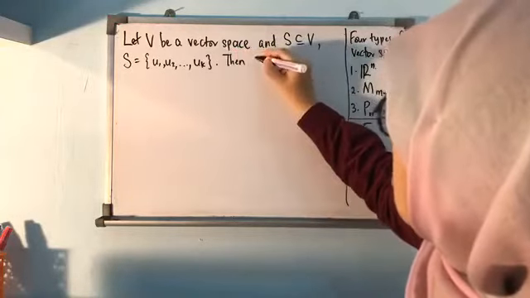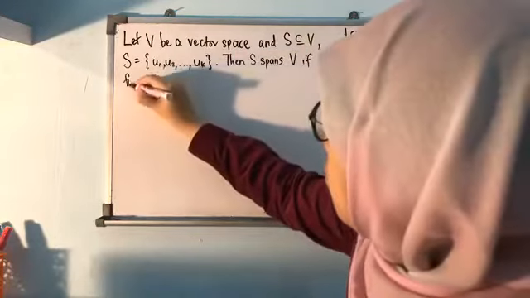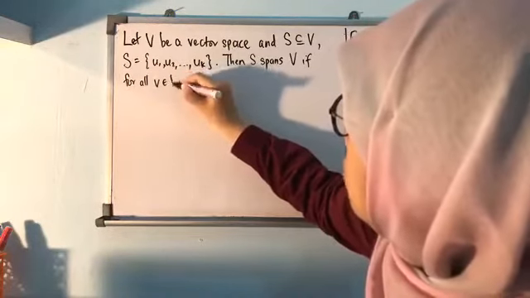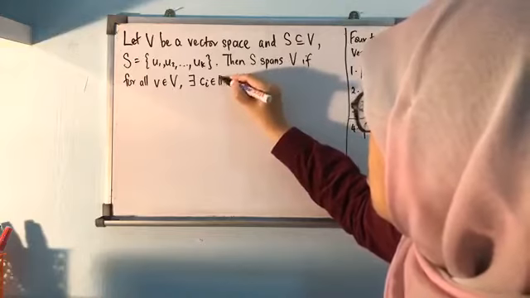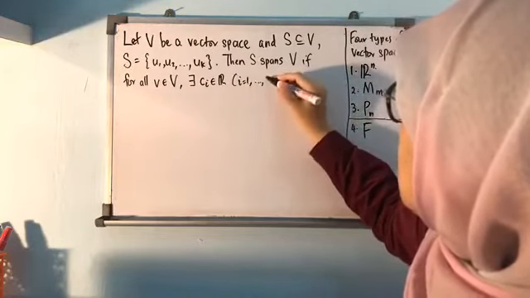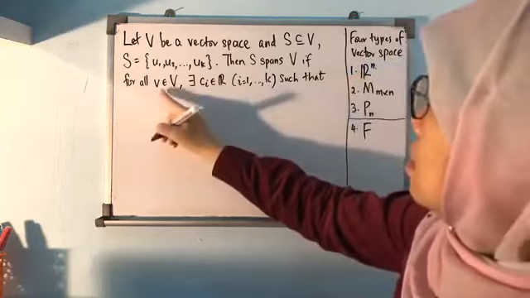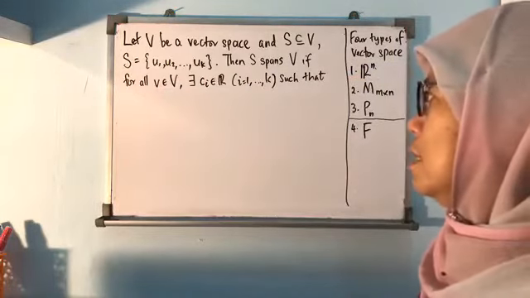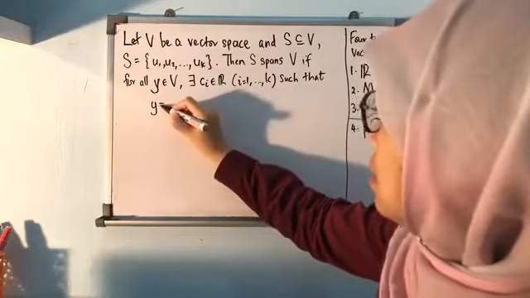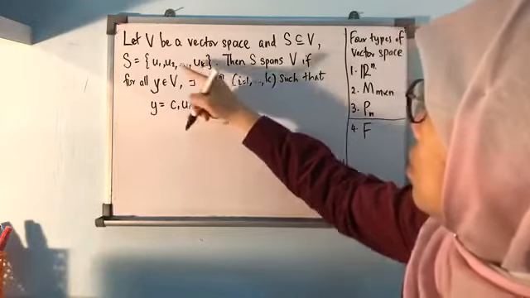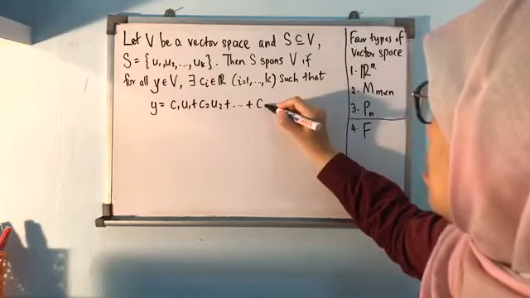Then S spans V if for all V in V there exists Ci in R, I from 1 until K, because there is K, such that sometimes I use V, sometimes I use Y. Okay, Y can be written as a linear combination of all the vectors in S. Okay?